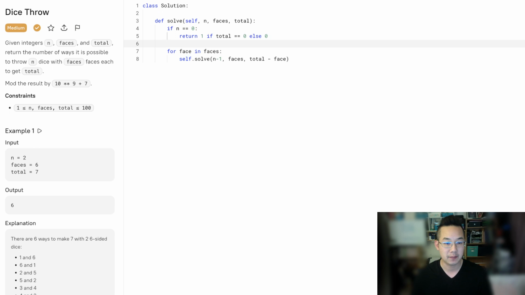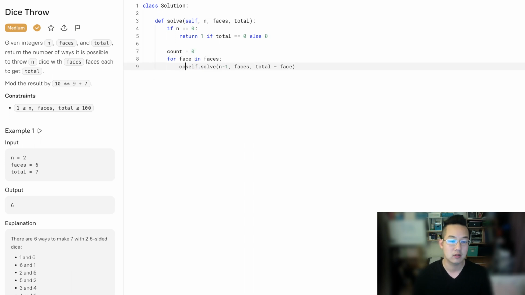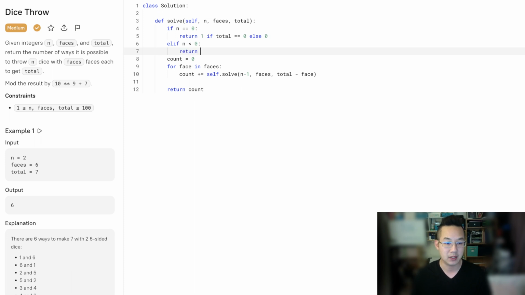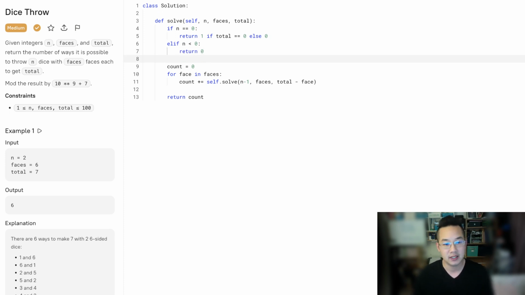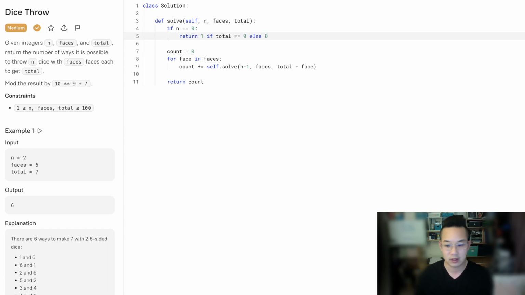So of course we set the count, and we return the count. One thing to make sure of is if n is less than 0, that we need to return 0 as well, because sometimes it does not hit 0. I think if n equals 0, that deals with the whole thing. So let's just run it.